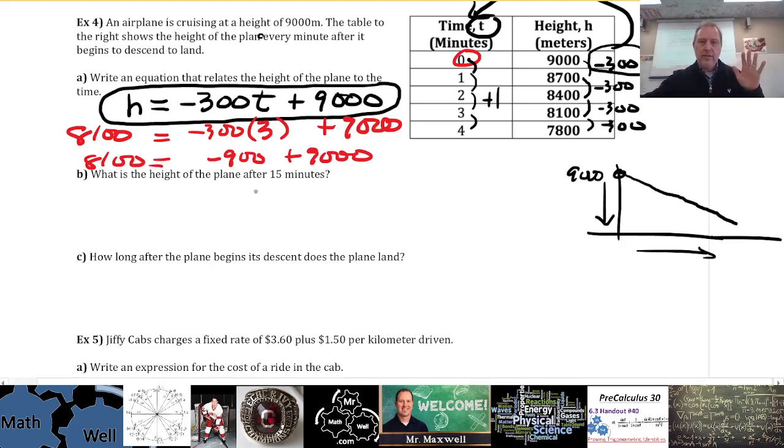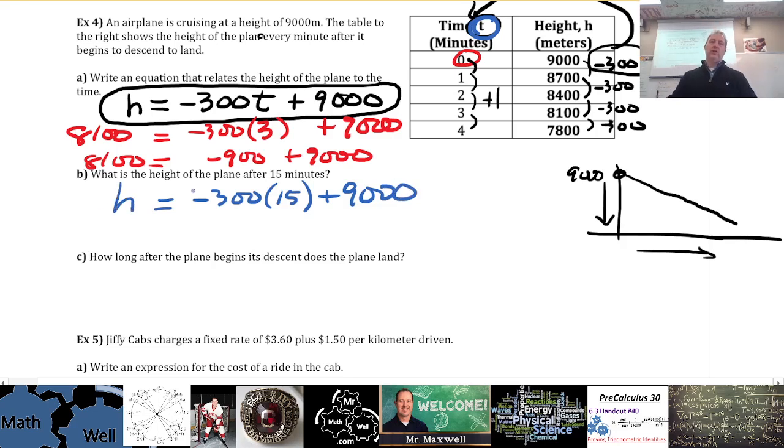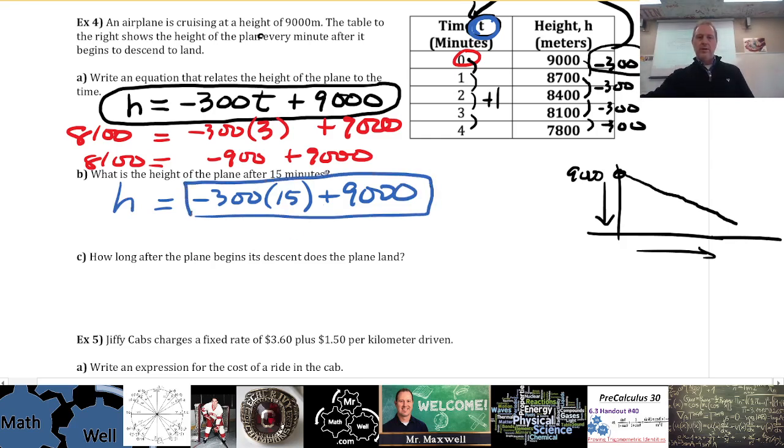So 15 minutes, that's going to be in place of the t variable. See that? So negative 300, I'm going to put 15 in here. And I'm going to keep the rest of my equation, don't forget about that. And that's going to equal h. So h now is going to be defined by this mathematical statement right here, this expression.